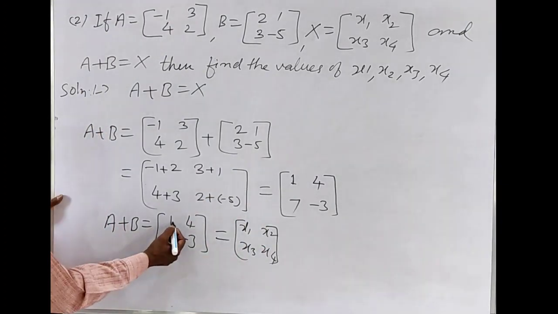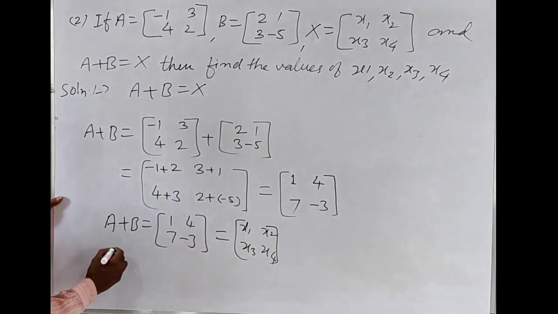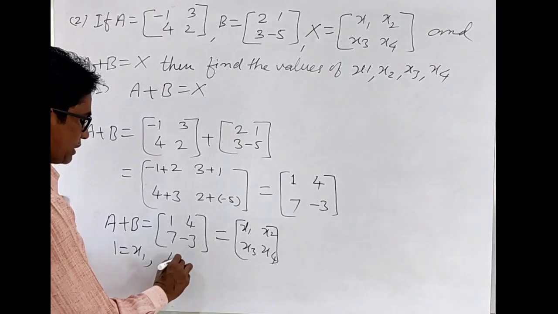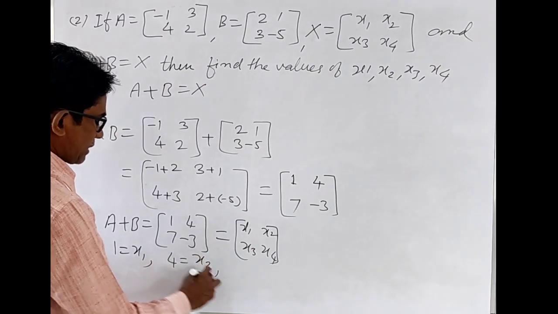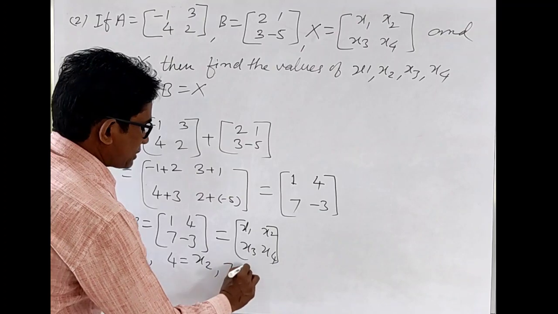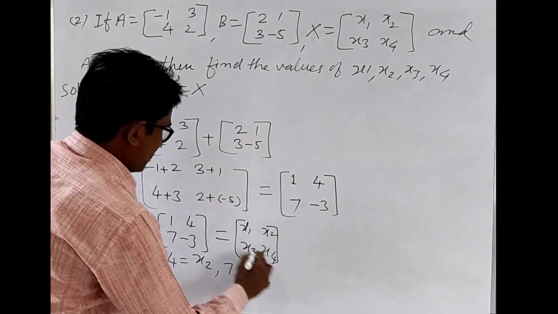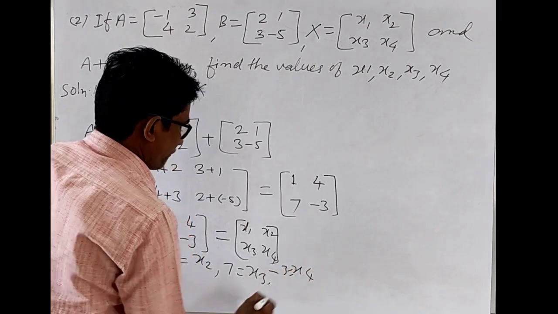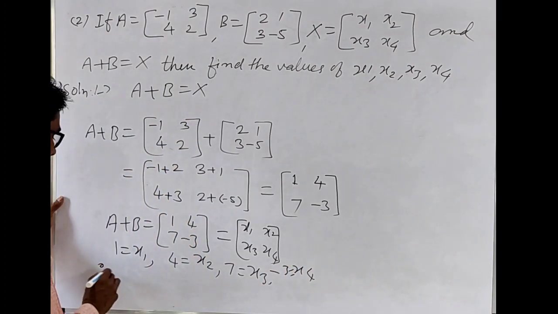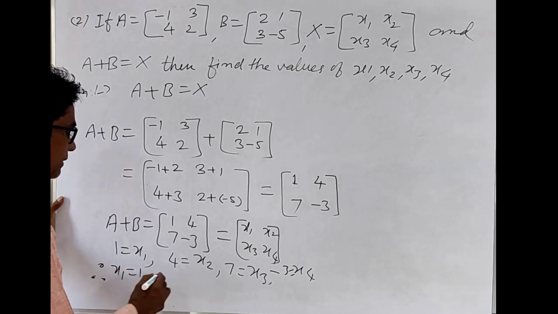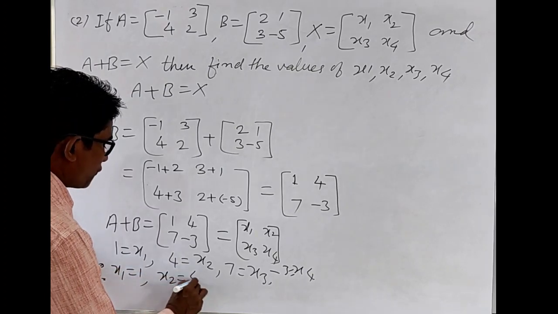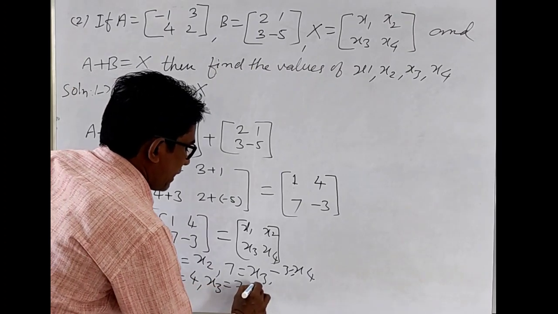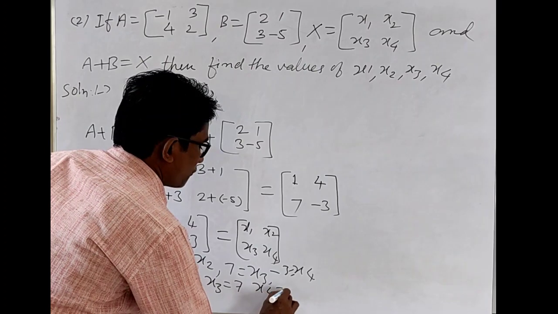So first element equal with first element. 1 is equal to x1, 4 is equal to the second element x2, 7 is equal to x3 and -3 is equal to x4. Therefore x1 is equal to 1, x2 is equal to 4, x3 is equal to 7 and x4 is equal to -3.